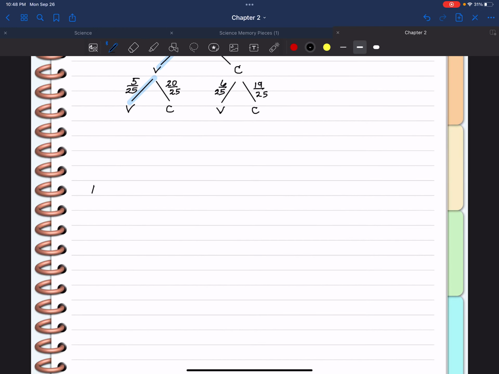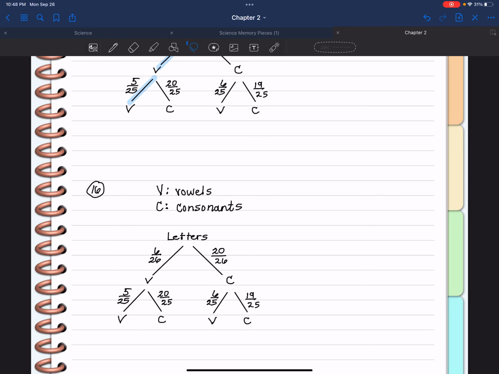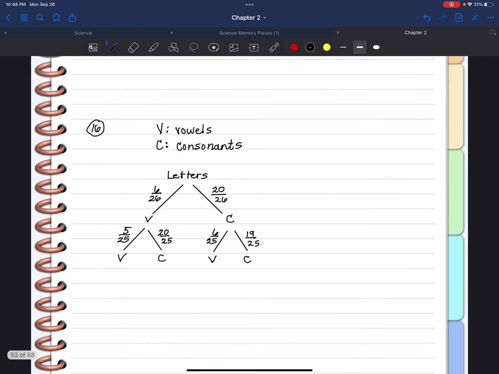Number 16. Here's the diagram again, in case we need it. What is the probability of drawing a vowel and then a consonant? So the vowel comes first. This is actually one tree diagram I like. Vowel first, that's 6 out of 26. And then a consonant is 20 out of 25.